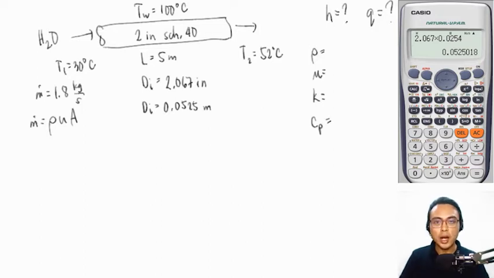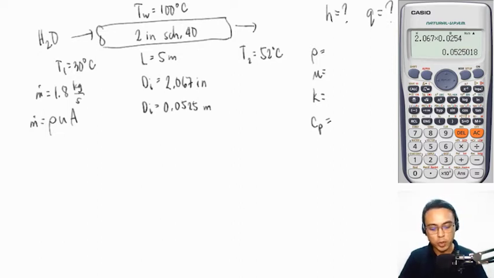The question is, at what temperature do we take these physical properties of water? Do we take it at 30 degrees Celsius, which is the entrance temperature? Or do we take it at 52 degrees Celsius, which is the exit temperature? Or do we take it at 100 degrees Celsius, which is the wall temperature? For problems on forced convection, always remember that we are evaluating the properties at the bulk temperature.